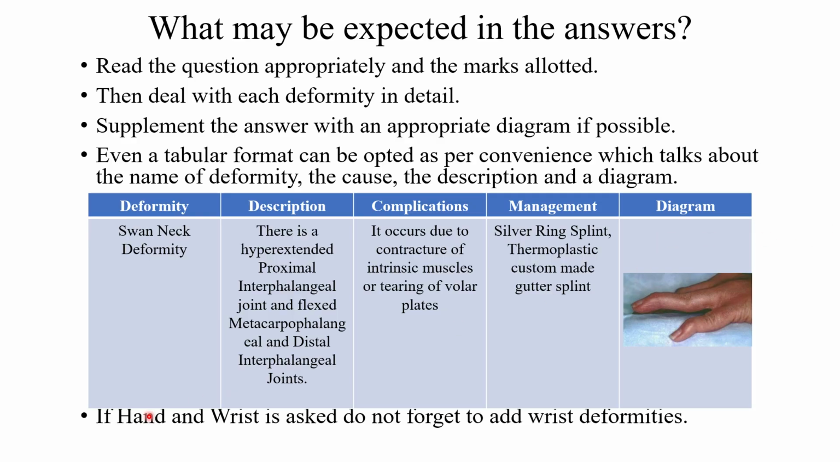Okay, just make sure that you add wrist deformities as well, because we always talk about finger and then we forget the wrist. Okay, so that's all about the deformities in hand in rheumatoid arthritis condition.